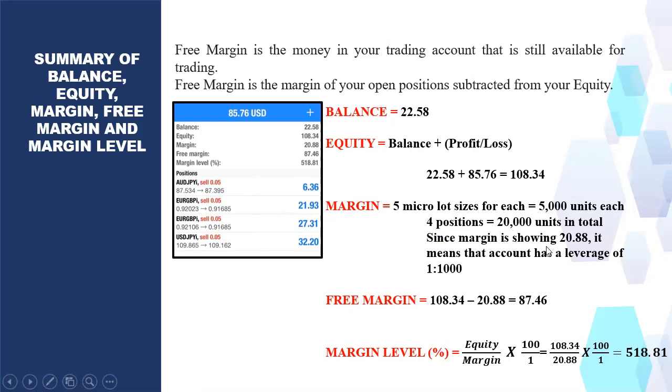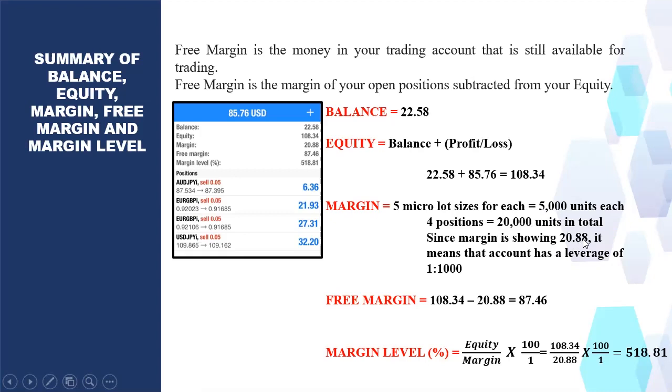So since margin is showing 20.88, it means that account has a leverage of 1:1000. This is the total unit the person is buying, 20,000 units. Since the margin, which is what the broker took from him, is 20.88, it means that account has 1:1000. How? Multiply 1000 by 20.88.